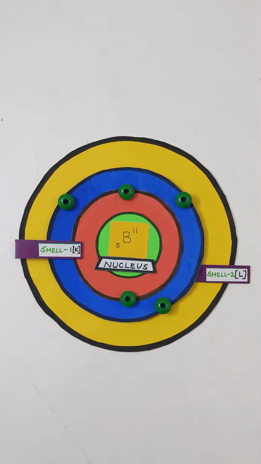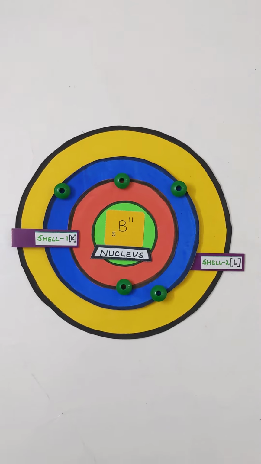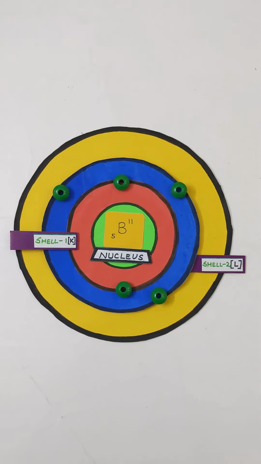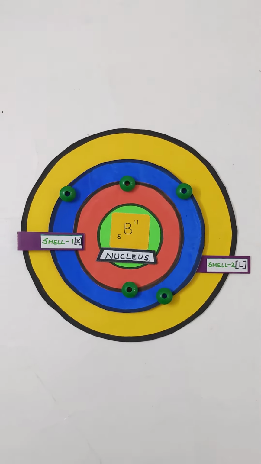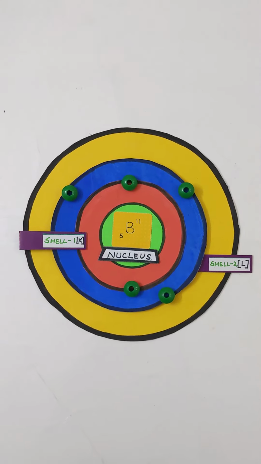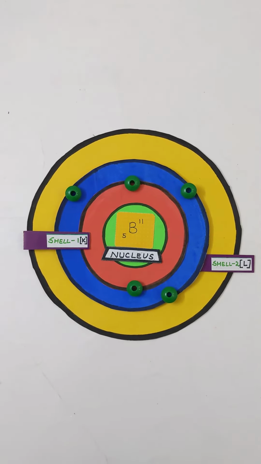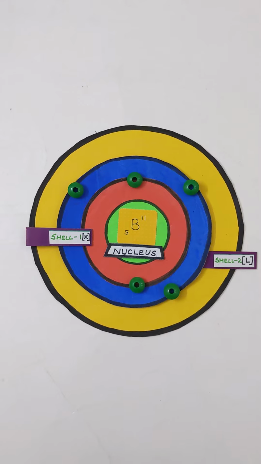Therefore, the only correct way of representing boron is that we put 2 electrons in the K shell and the remaining 3 electrons in the L shell. That means boron has only 2 shells, K and L shell, and has an electronic configuration of 2, 3.